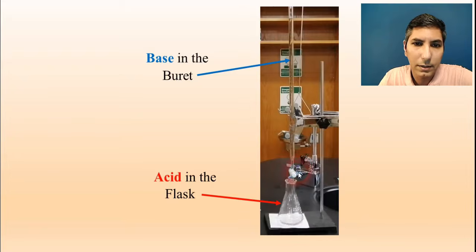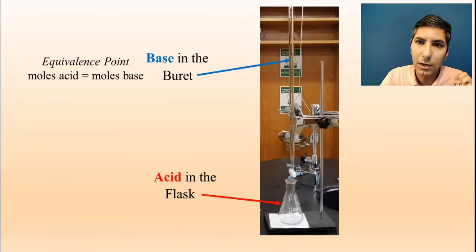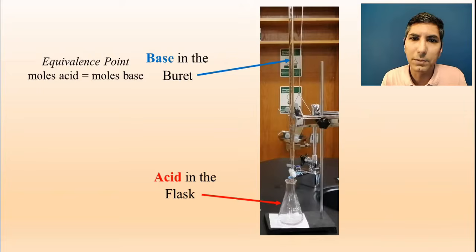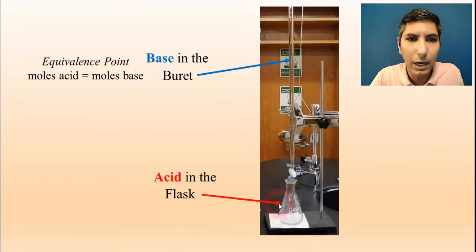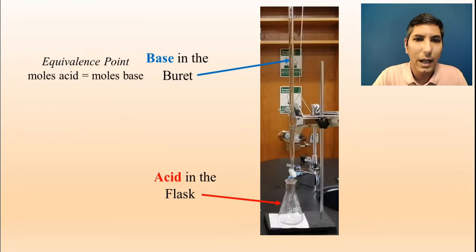You'll open up this stopcock down here and allow as much base to flow into the flask until the reaction is complete. And the goal is, when the reaction is complete, you're going to have something called the equivalence point. At the equivalence point, the moles of acid in that flask will be exactly equal to the amount of base that has flowed into that flask as well. At that point, the reaction has achieved completion. Moles of acid equal moles of base.